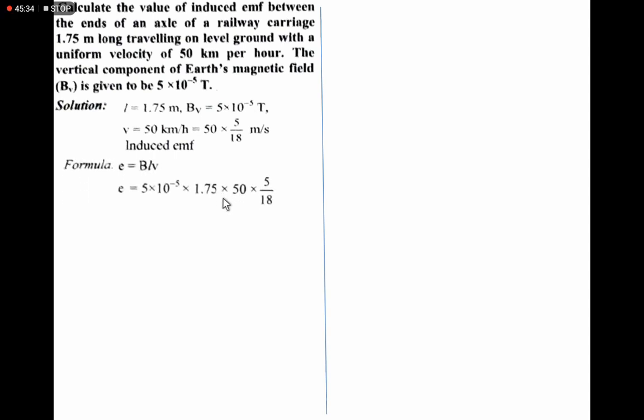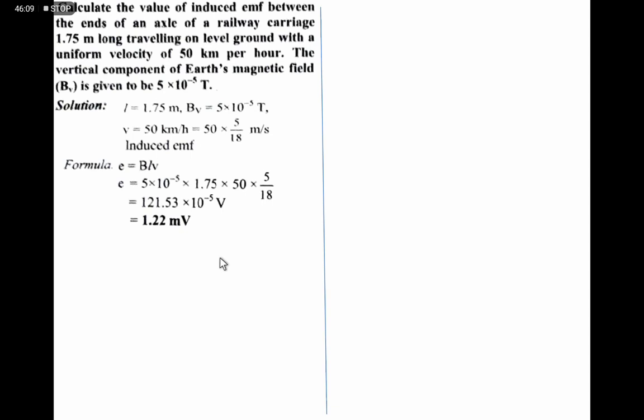Again, the formula is E is equal to BLV. B is 5 into 10 to the power minus 5. L is the length of the axle, it is 1.75, and V is 50 into 5 by 18. If we calculate this, we'll get 121.53 into 10 to the power minus 5, and by converting it is 1.22 millivolt. So this much amount of EMF will be induced in the axle.